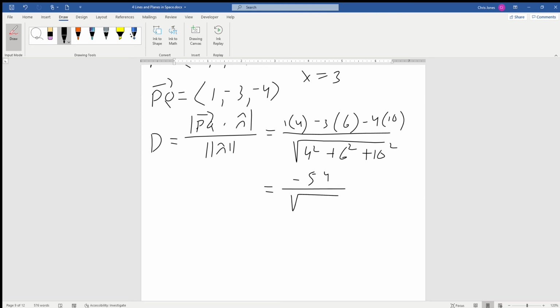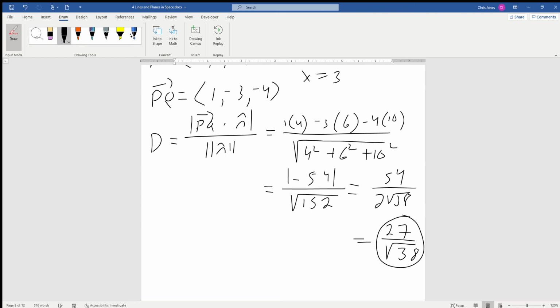In the denominator, that's going to be the square root of 16 and 36 and 100. I think that's going to be 152. I'm going to check in the calculator just to verify that. Yep. And I do believe that 152 is divisible by 4. And so we can write that as 54 over 2 root 38, or finally 27 divided by root 38. And that's our distance in whatever units we have.